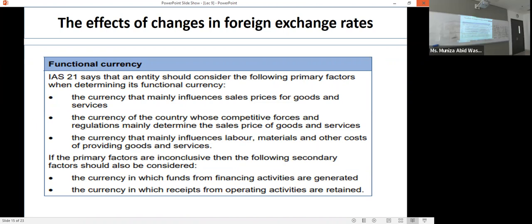What are operating activities? The major operating activities are sales revenue, or the wages, or any kind of the direct income. So the currency in which receipts from the operating activities are being retained, the currency in which the major sales revenue is being generated, will be known as your functional currency.